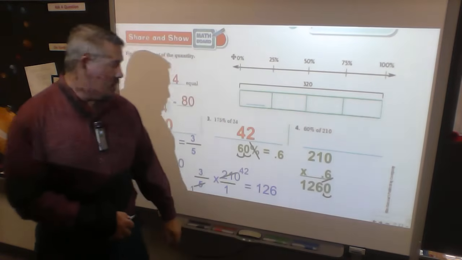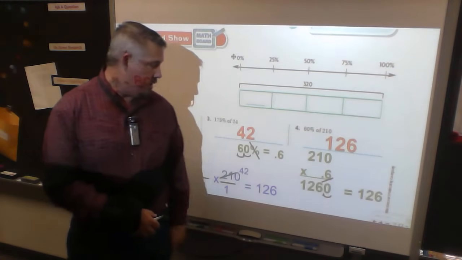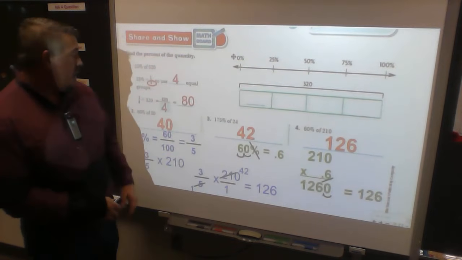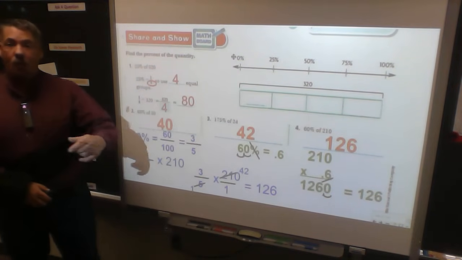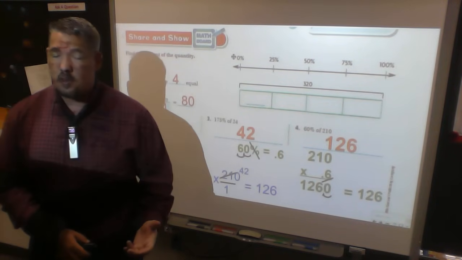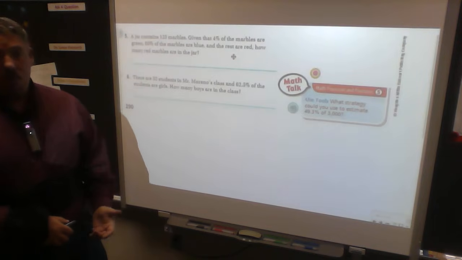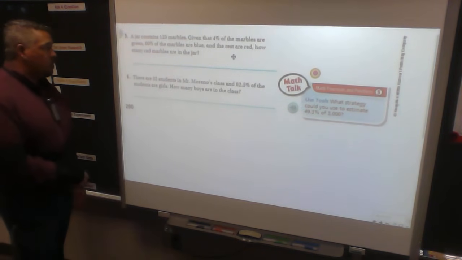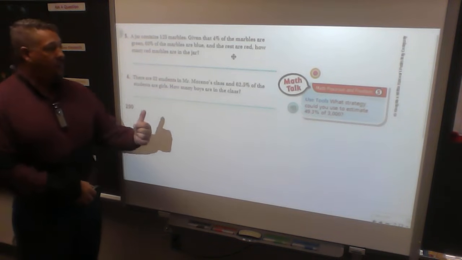So when I do that, I see that that's equal to 126. I got the same answer, so I know that's correct. Now none of these have labels. I don't know if they're apples, oranges, pencil leads, students, teachers, or anything else. But when I get into story problems, I have to make sure that I provide labels for my answers. So at the bottom, we see 5 and 6.